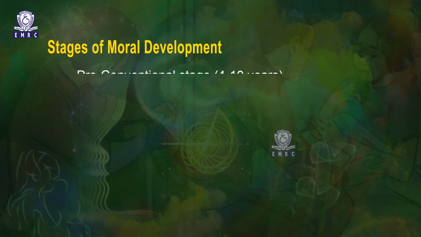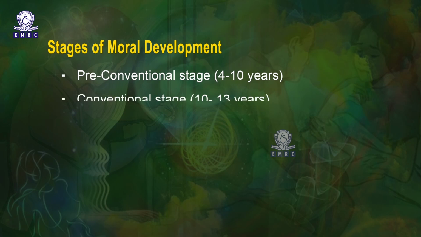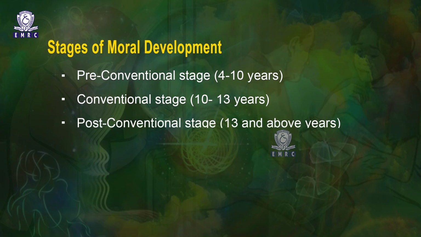The first stage is called pre-conventional, which starts from 4 to 10 years. The second one is the conventional stage, which is from 10 years to 13 years. And the third stage is post-conventional stage, which is 13 years and above. And in each stage, there are 2 stages at each level. And there is no regression to previous stages. And one cannot jump to different stages, unlike the other theories.